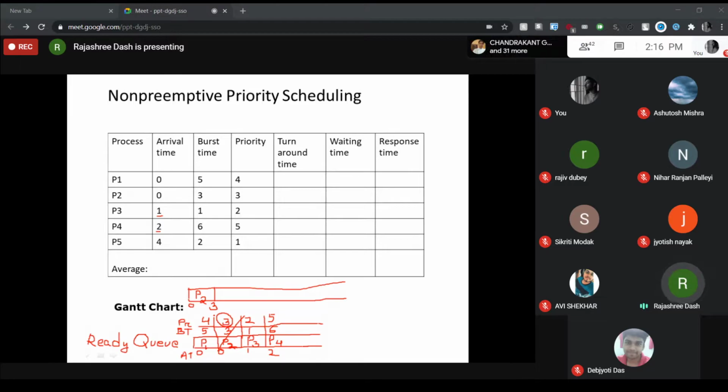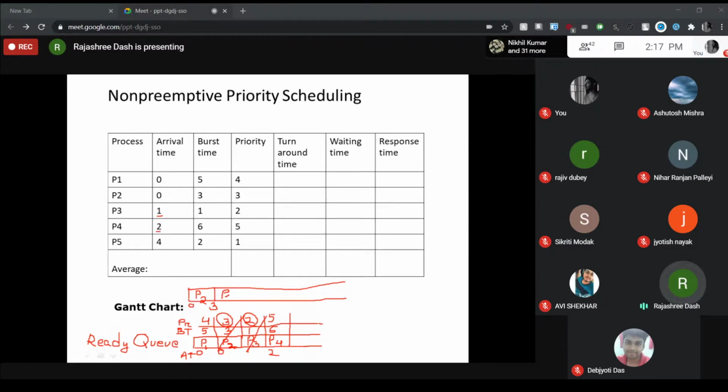So after completion of P2, when the scheduler checks the ready queue, there are 3 processes in the ready queue, P1, P3 and P4. What will be the next process to be selected for execution out of these? Which process has the highest priority now? P3. Here the priority number is 2 when compared. So now P3 will be selected and allocated to the CPU.